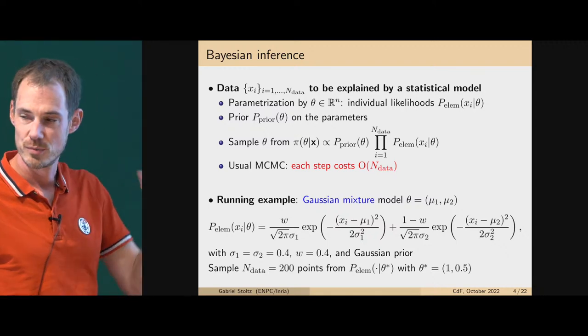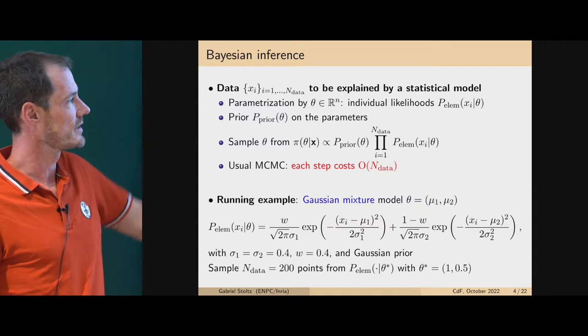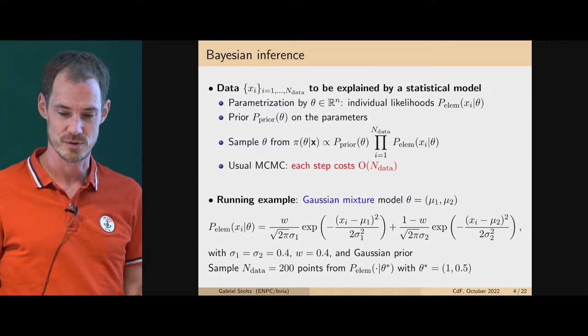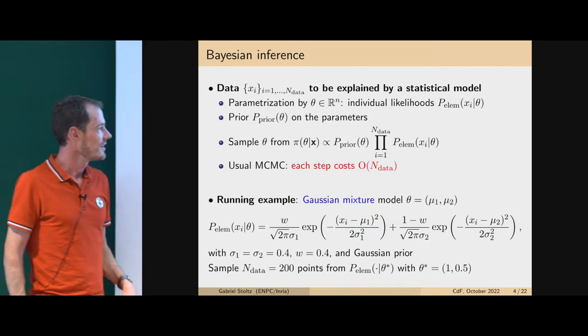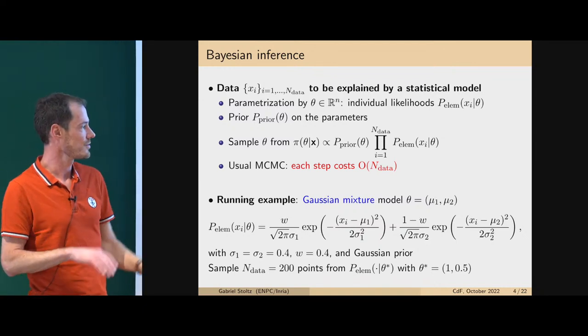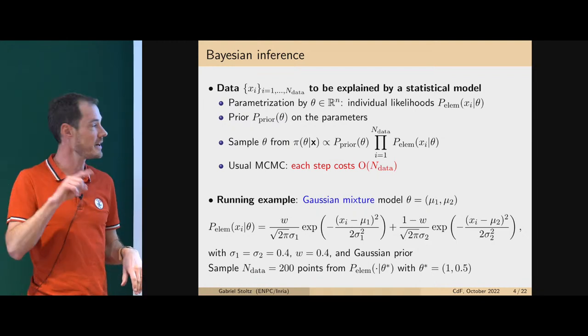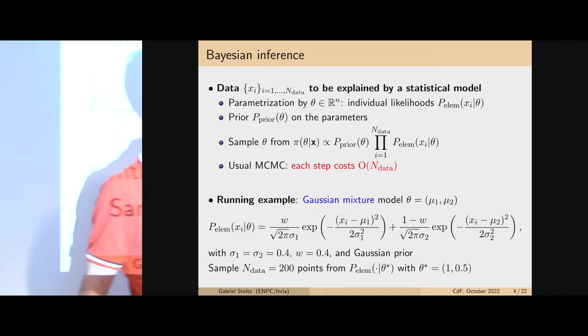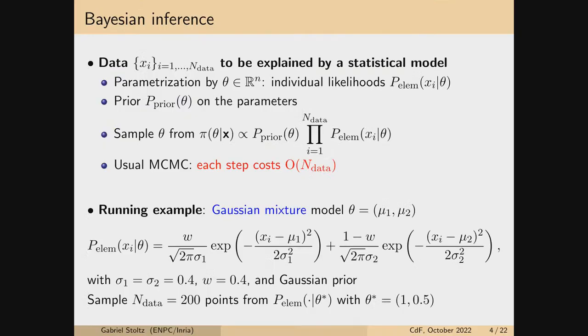One typical example, which I'll be illustrating my talk with, would be this kind of Gaussian mixture model. We have data points from a mixture of two Gaussians, as the name indicates, with weights W and the two centers. And if you have data points from that, typically the a posteriori distribution on theta would be bimodal, essentially centered around mu1 and mu2. So you have here a multimodal distribution to sample, not so high dimensional because it's only a 2D distribution, but still there is multimodality, which is something that people in MD are familiar with, I would say.